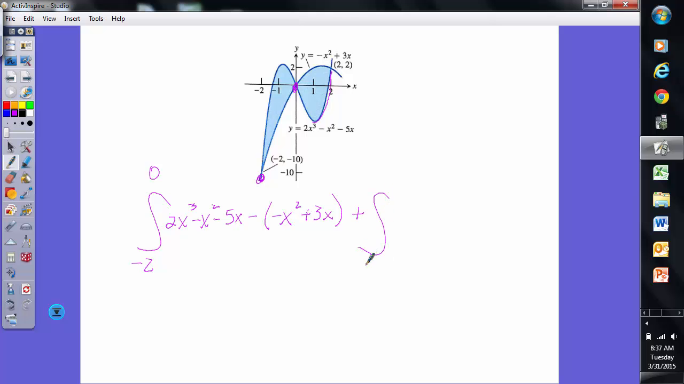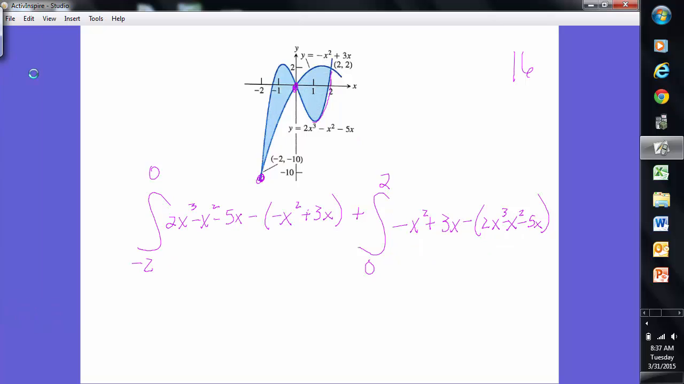plus the integral from 0 to 2. Now the top curve is -x squared plus 3x, and the bottom curve is 2x cubed minus x squared minus 5x. And when you do this one, your answer should be 16.